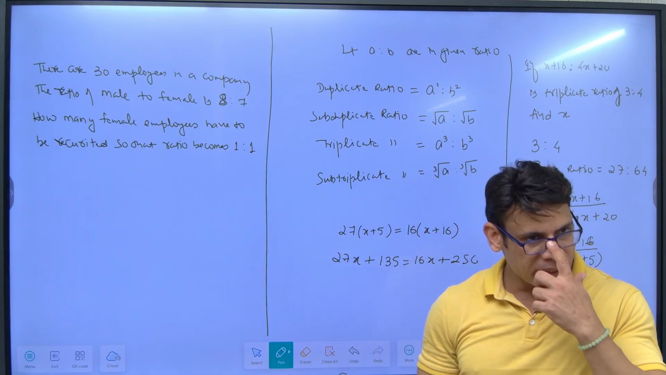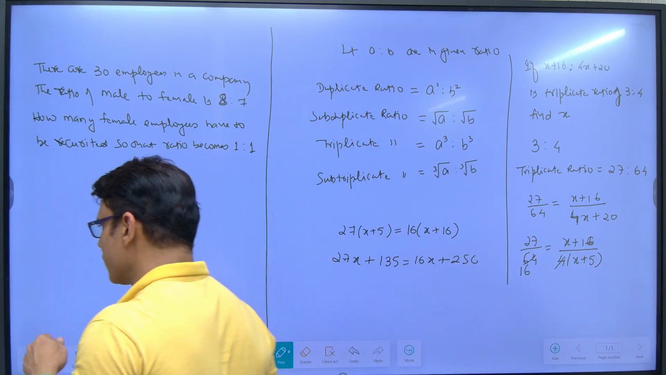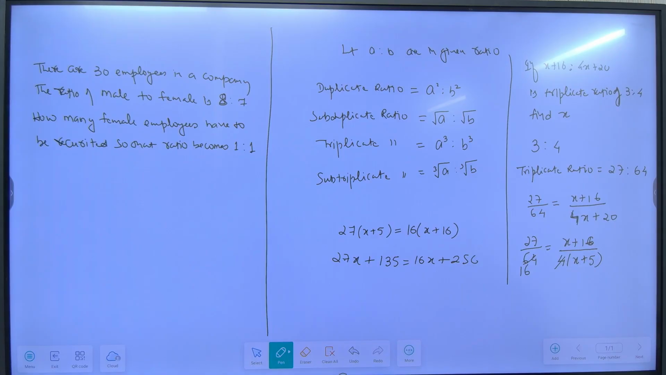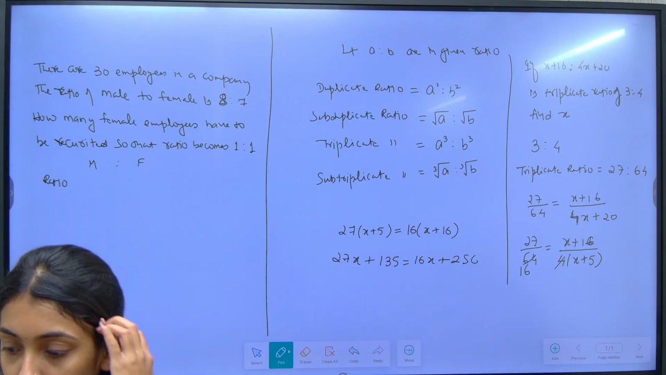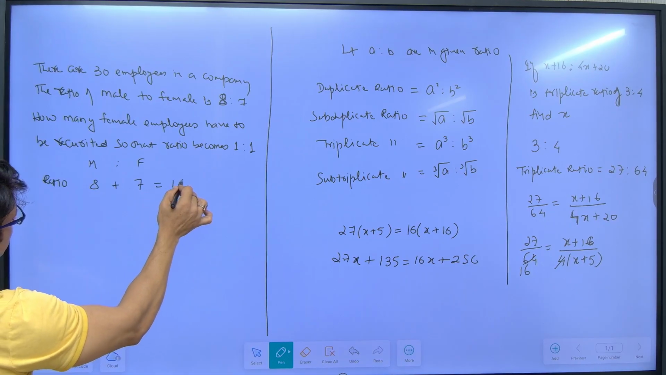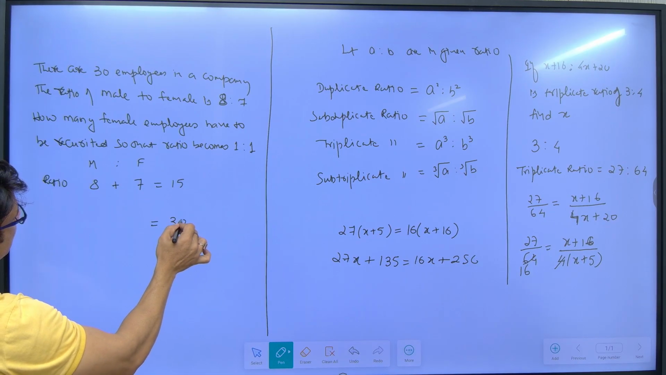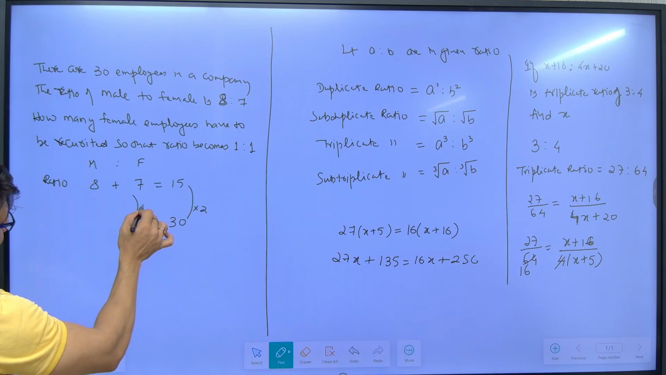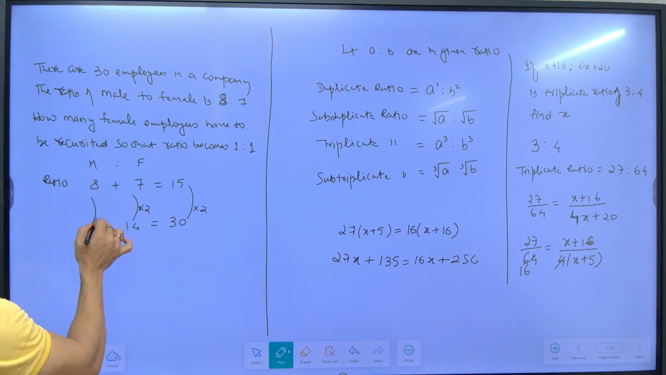कन्वेंशनल अप्रोच से करोगे तो आंसर आएगा, और शॉर्टकट से करोगे तो भी आंसर आएगा. कैसे? देखो, रेशियो स्केल पे मेल इज टू फीमेल कितना है? 8:7. ऐड करोगे तो 15, but total is 30, so 15 into 2 is 30, right? 7 into 2 is what? 14. 8 into 2 is what? 16.